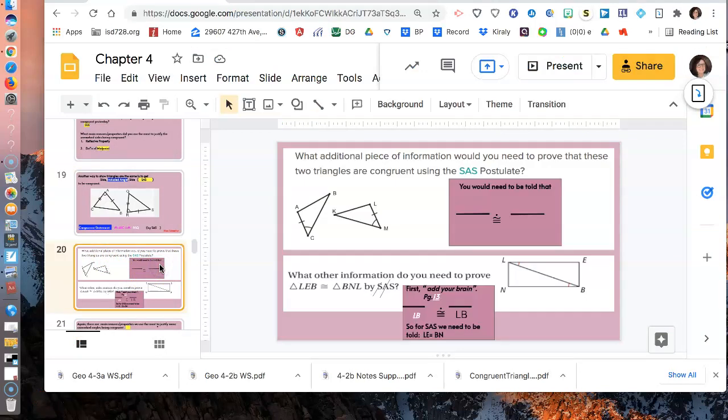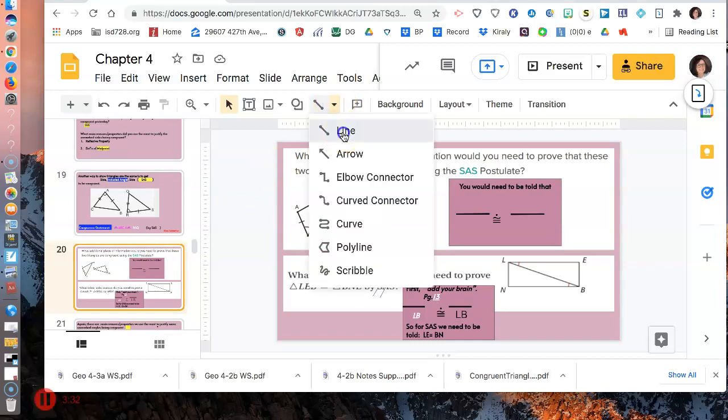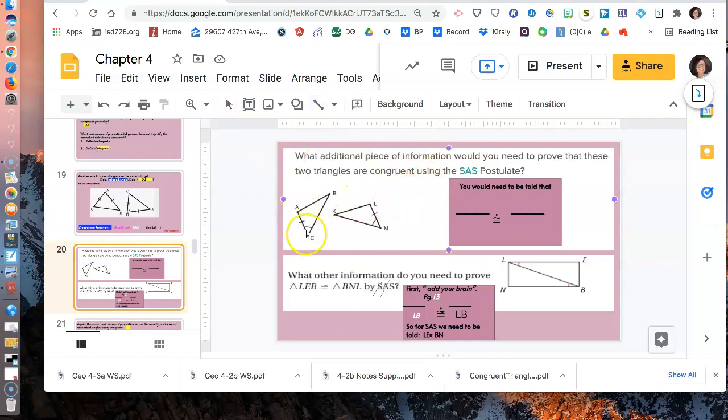So when you're asked what additional piece of information would you need, you have to digest what information you're given. So let's go select our line tool. We are given a pair of sides, these short ones, AC and LM, as being congruent. So I'm going to slash through that. What else are we being given the same? So I'm going to grab my line tool again, and it looks like I've got an angle the same. So the only thing I need to get or be told is that the side on the other side of the angle is the same.